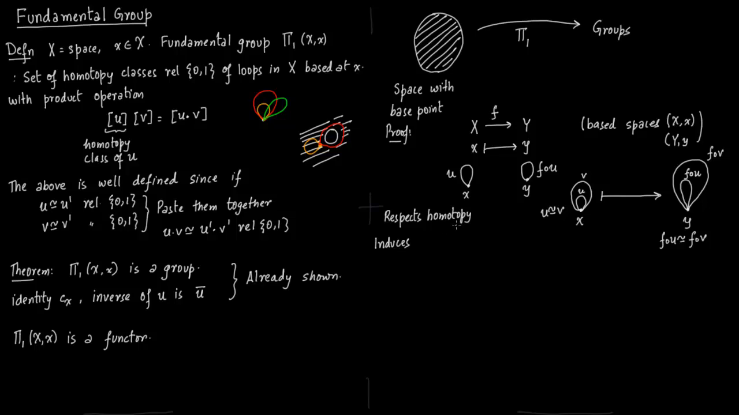So this map f, since it carries loops to loops and homotopies to homotopies, therefore induces a group homomorphism from the fundamental group of space X to the fundamental group of space Y. So this f subscript star is a group homomorphism. Obviously we are talking about based spaces here. You have assigned particular points in the space.